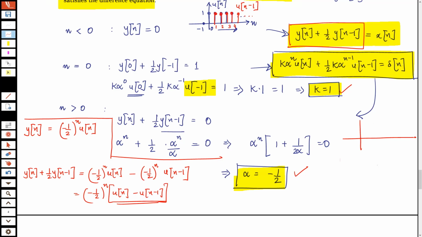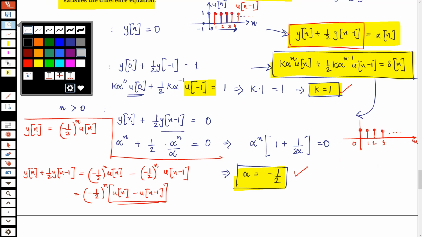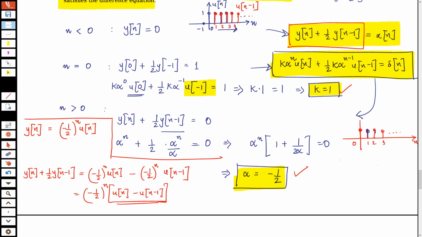Let's look at it graphically. This is how un looks like, starting at 0. And this is how u of n minus 1 looks like, starting at 1. So when you subtract the two, you get rid of all these, and you're only left with a 1 at n equal to 0, which is nothing but delta n.